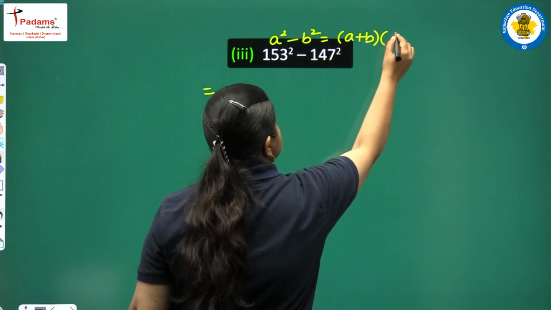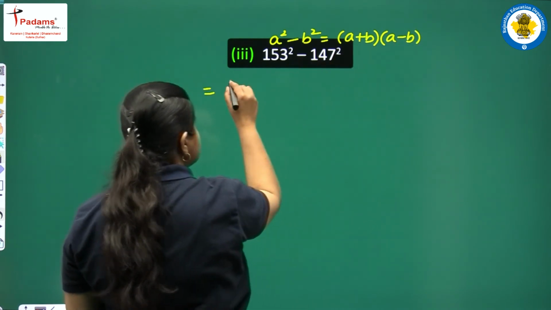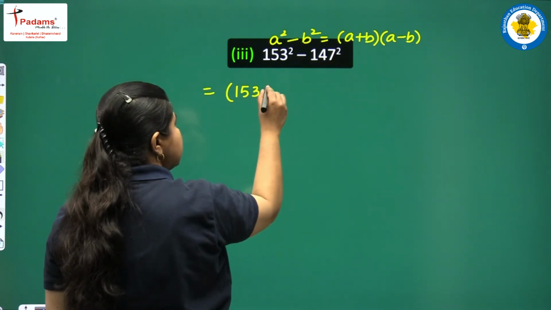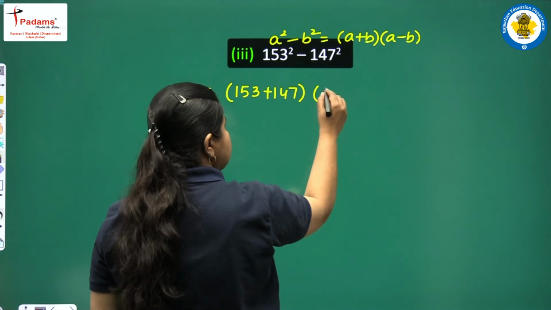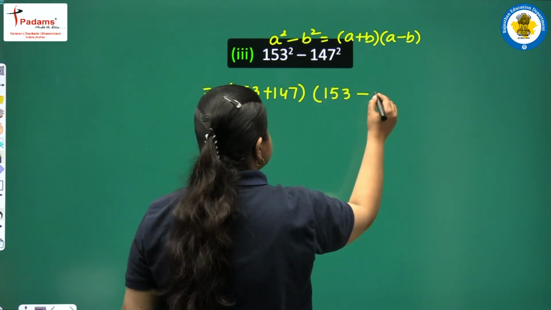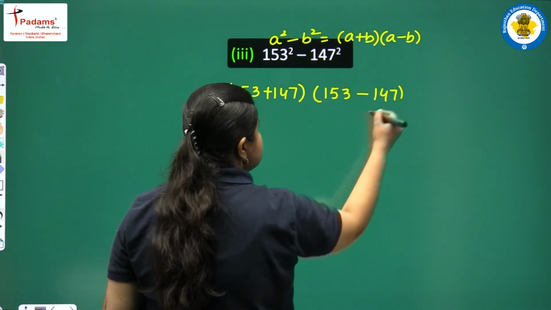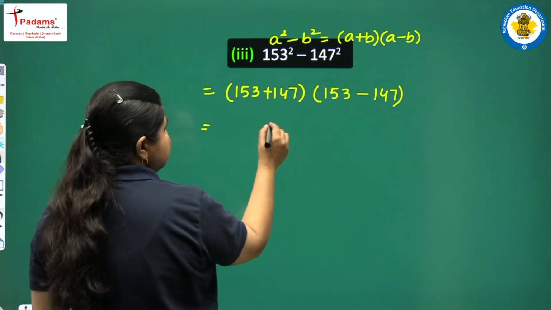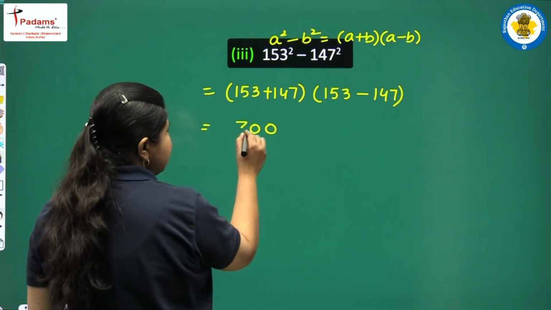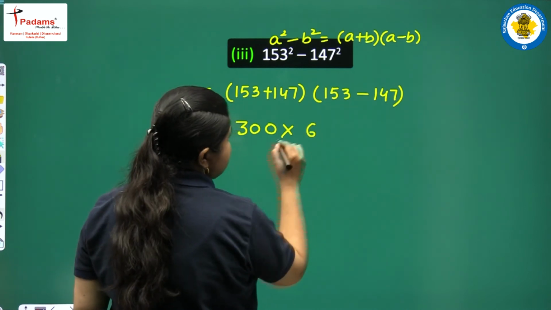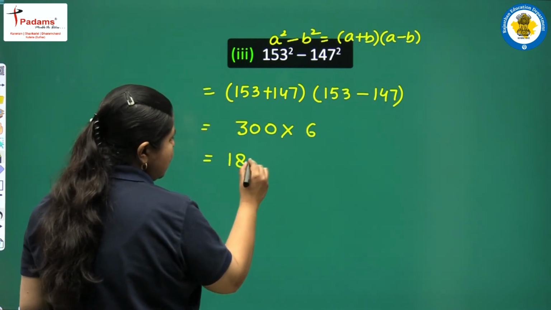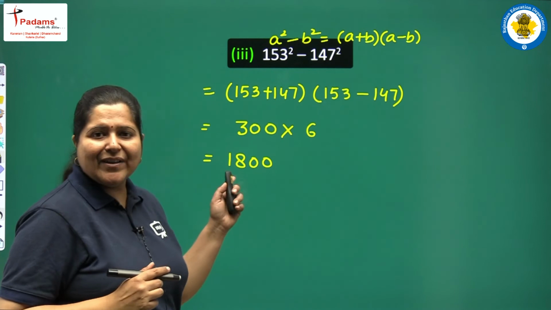Next we have again of the form a square minus b square, and this will be equal to a plus b into a minus b. एक बार इन numbers को आप add up कर लीजिए 153 plus 147, और एक बार आप इनको subtract कर लीजिए 153 minus 147. Now on adding these numbers, 10 here and 300, on subtracting you will get 6, and this is equal to 1800. So quickly we got the answer.